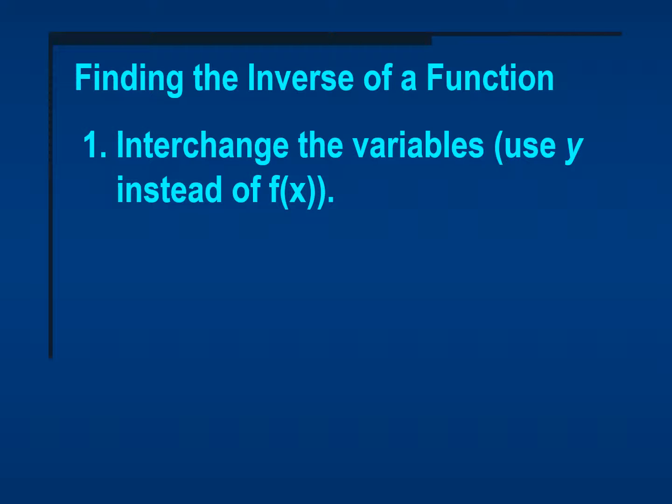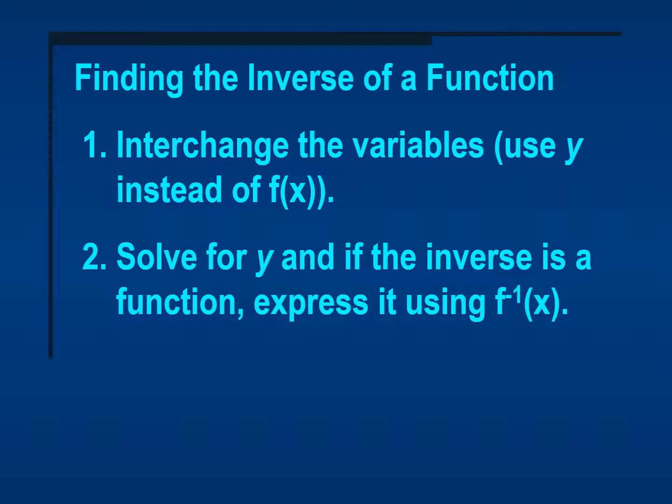If you have a function rule, to get the inverse of a function, first of all, if they have f of x, go ahead and change f of x to y. Once you've done that, switch the y and the x. So interchange the variables. That's step 1. Swap them around. Once you've done that, solve for y. And once you solve for y, if you still have a function, then instead of saying f of x, you can use the -1. So you have f inverse of x instead of f of x.